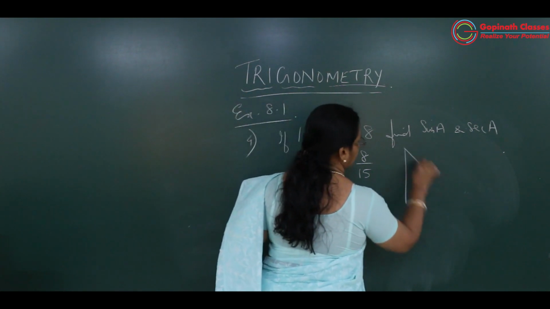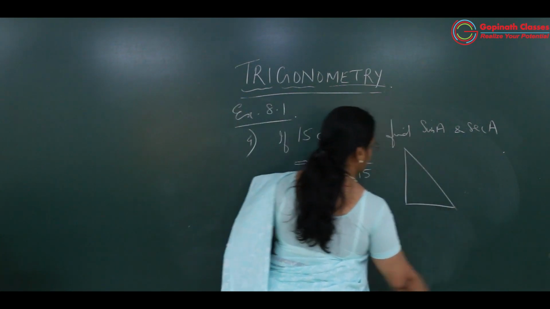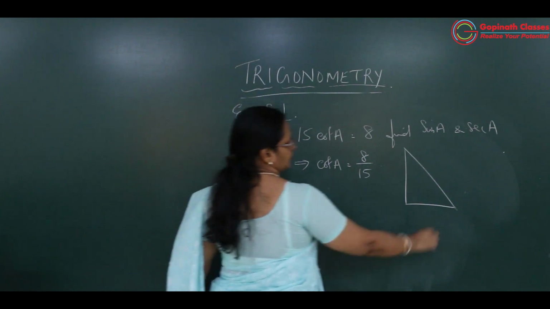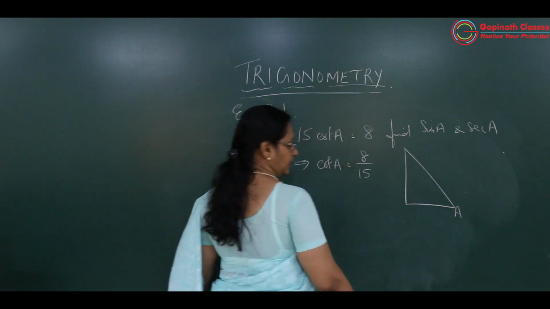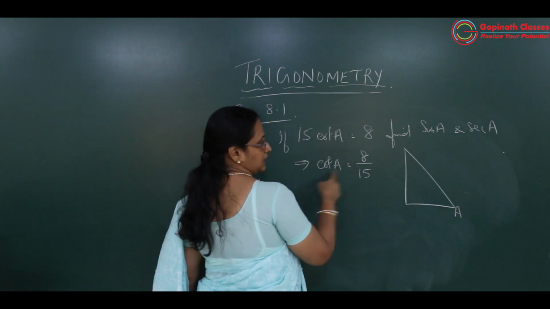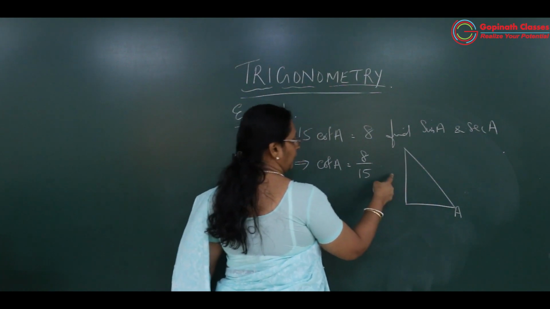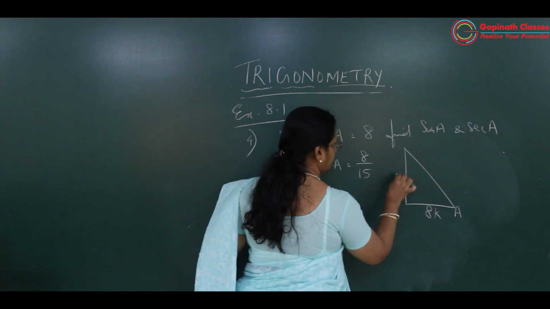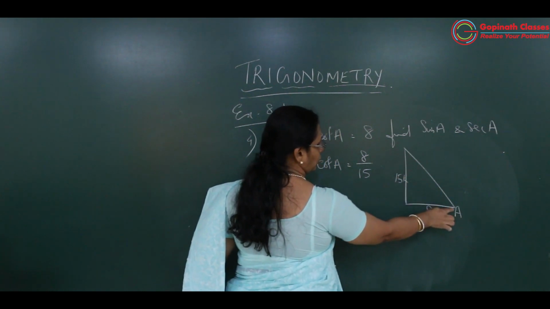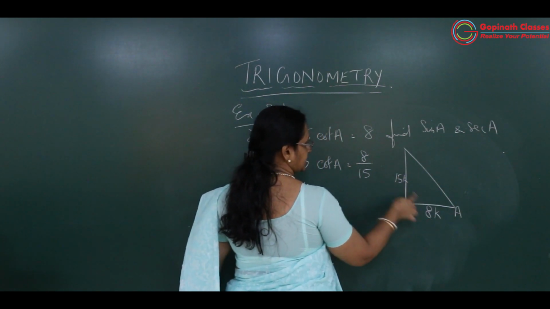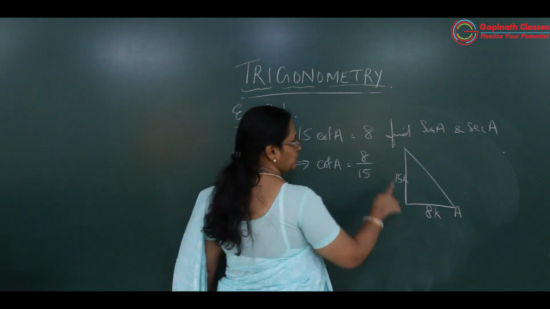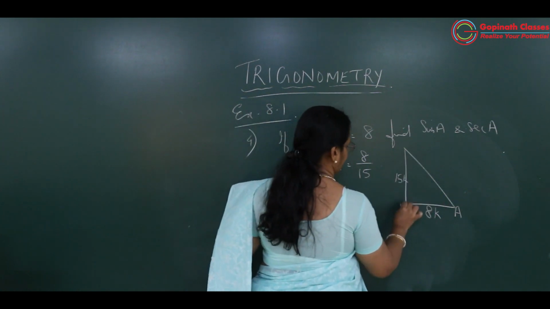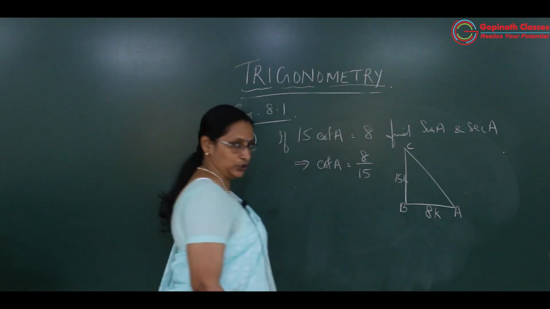So let's have a right angle triangle. Let me mark this angle as A. Cot is adjacent side upon opposite side. Obviously, I will not write 8 and 15, I will write 8k and 15k. So I got cot A as adjacent side upon opposite side. Using this 15 and 8, I will calculate the hypotenuse.